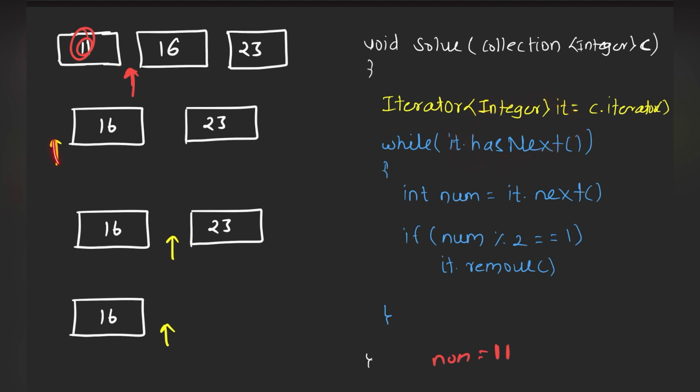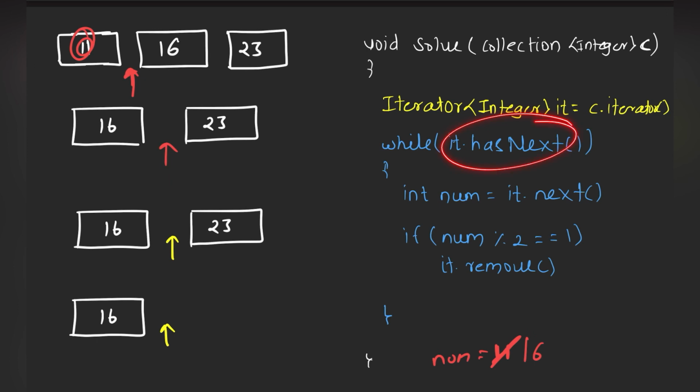Again, I will check hasNext. Does it contain an element next to this iterator? Yes. So it simply returns true. Again I come over here and execute this. Next will simply give me the next element, that is 16, and it will move to the next position over here. Then again I will check, is 16 an odd element? No. So nothing will happen because this will not get executed. So my iterator is present at this position.